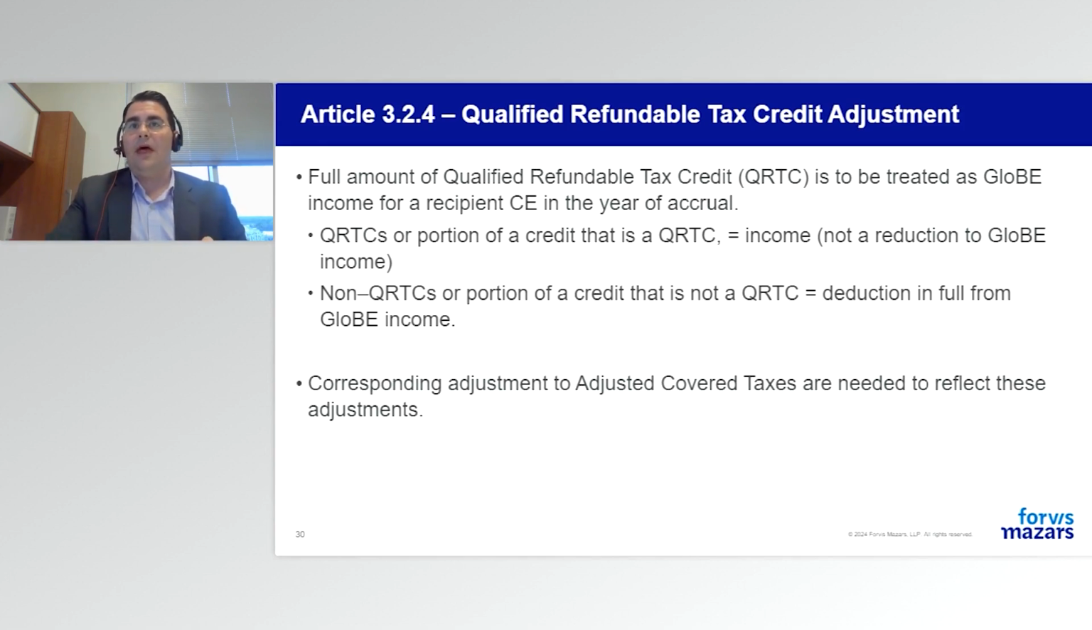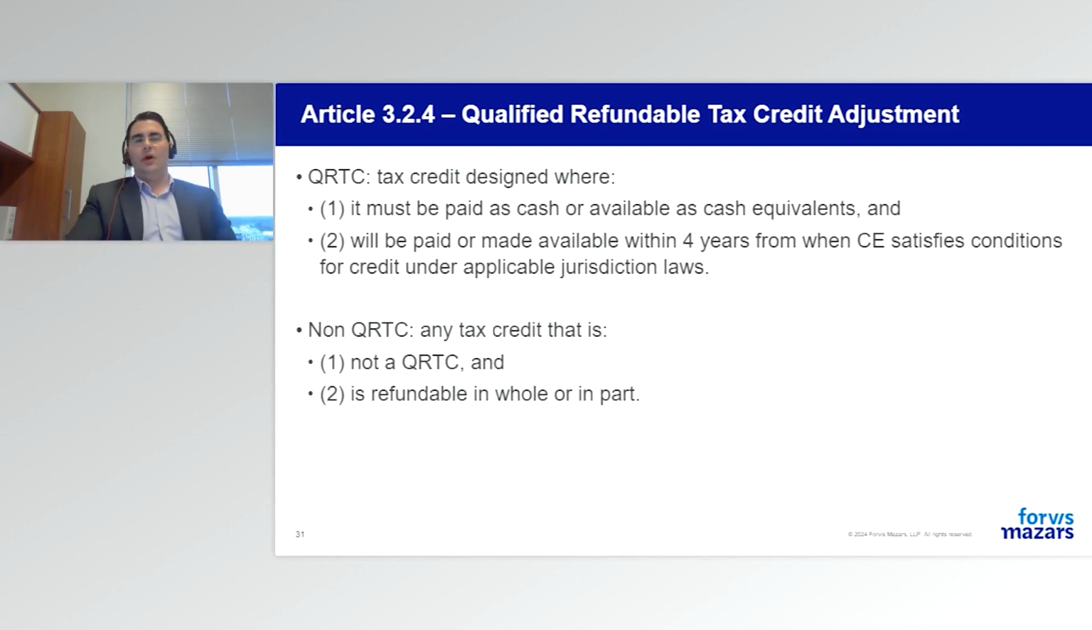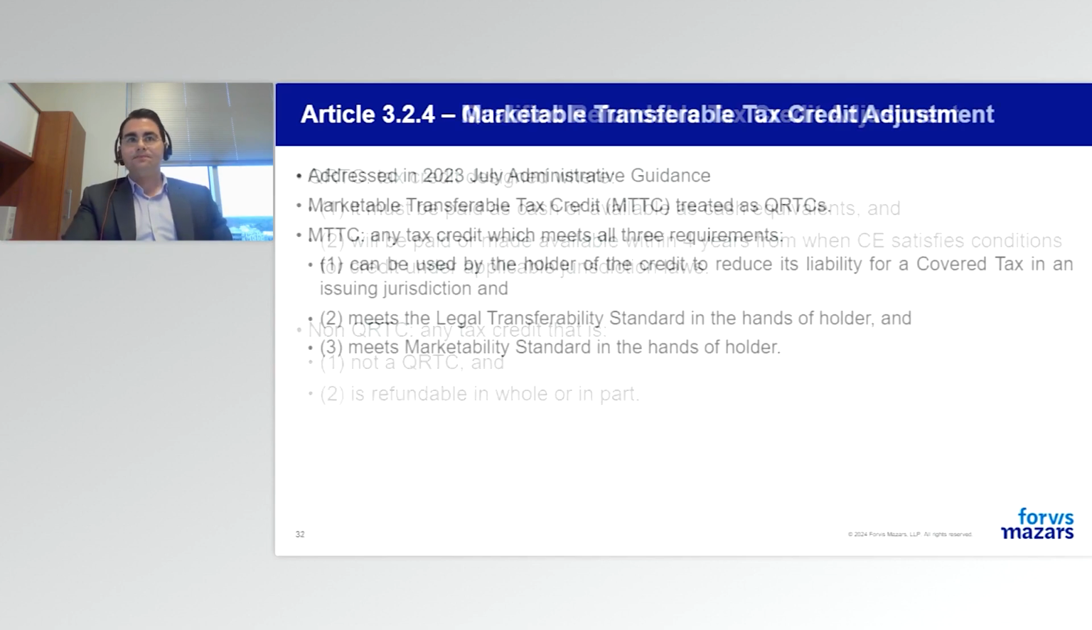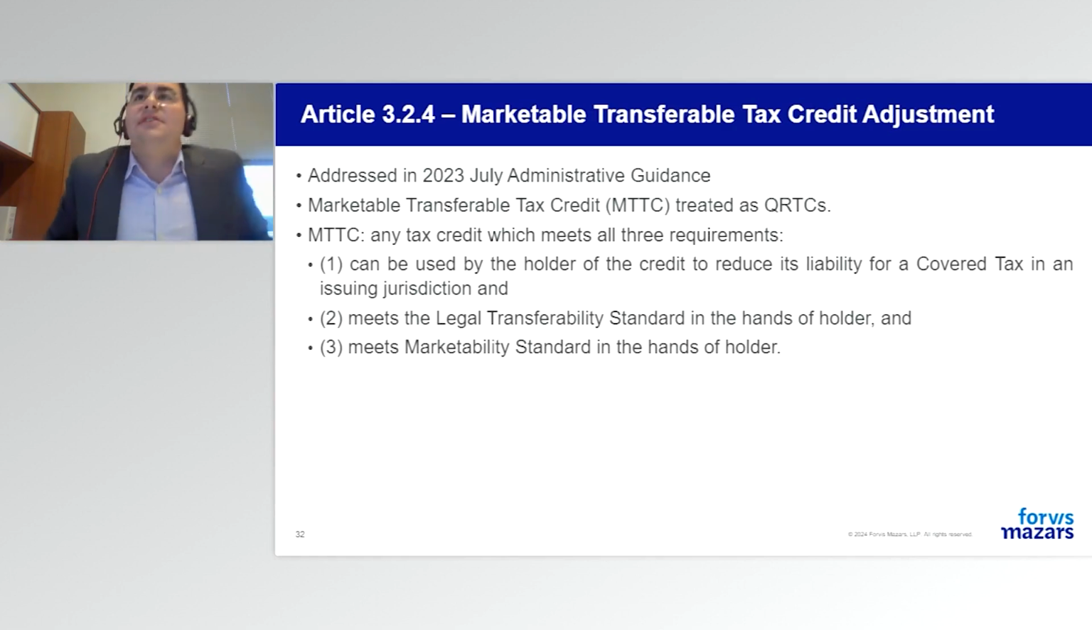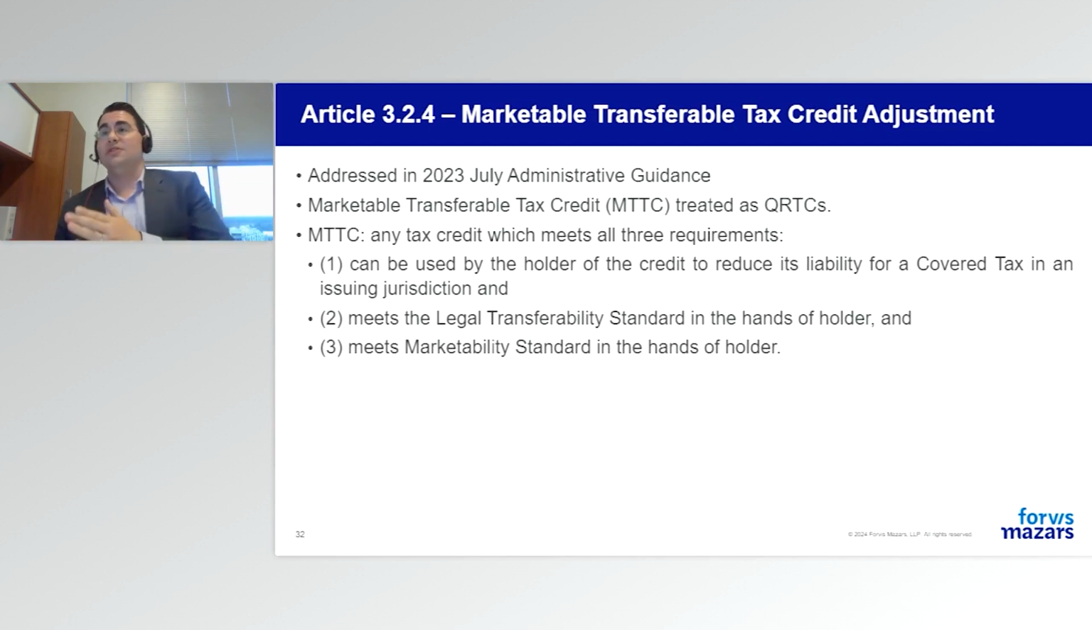So, we've established what I think QRTCs are here. You're looking at something that is received within a four fiscal year period to be a QRTC and get that treatment. Let's talk about this MTTC adjustment, right? So the MTTCs, for the most part, are treated as QRTCs. And what does that mean?